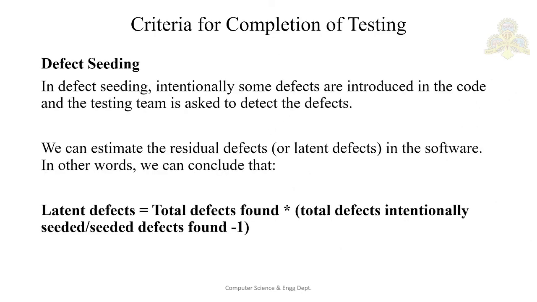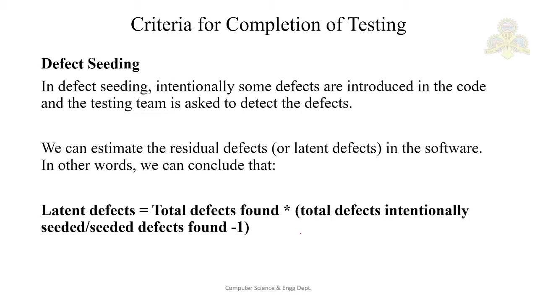Okay, next we'll see about defect seeding. This we have already seen, right? We had seen debugging, right? Defect seeding is another method which tells when you can finish the testing. In defect seeding, you intentionally add some defects to the code and the testing team is asked to detect these defects.